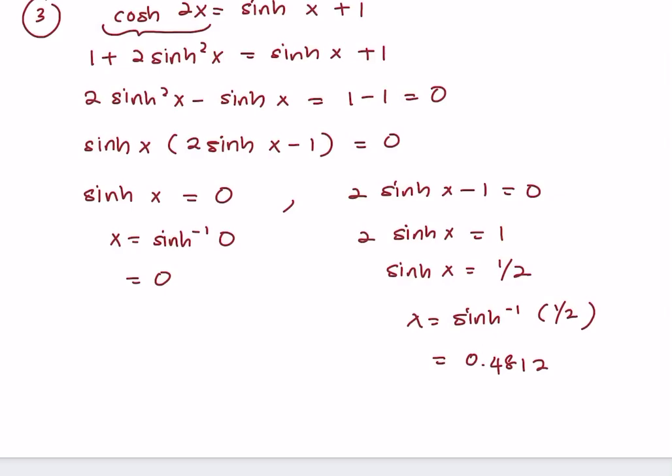Okay, in order to find this one, the sin inverse, just use your calculator. You press HYP, and then you press shift, and then you press sin. Okay, so you will obtain sin inverse of half. Alright. So you have these two values: x equal to 0 and x equal to 0.4812.